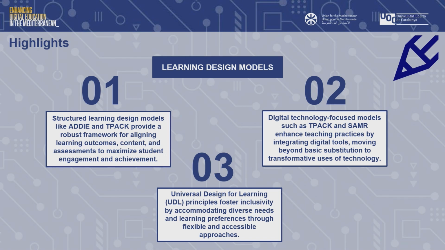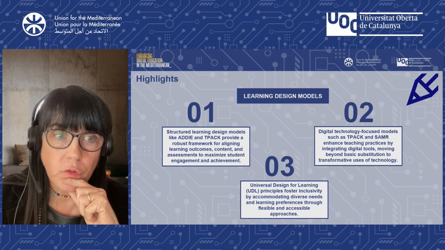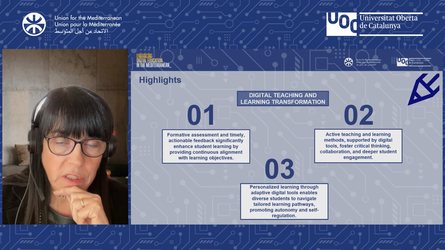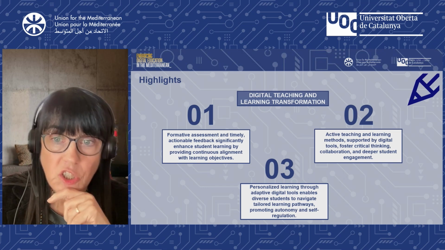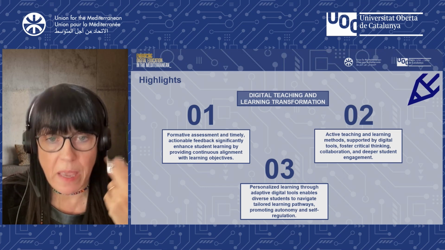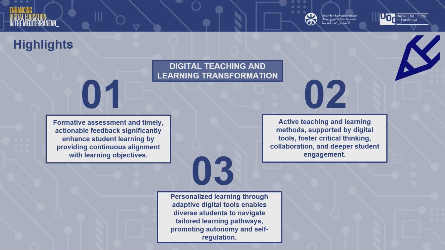Now let's give 3 highlights about the session of digital teaching and learning transformation. As a general remark here, we can say that digital teaching and learning transformation is reshaping education when prioritizing flexibility, engagement, and alignment with learning objectives. So we can give you also another highlight that, for example, formative assessment paired with timely and actionable feedback ensures continuous improvement and alignment with learning goals, significantly enhancing student outcomes.